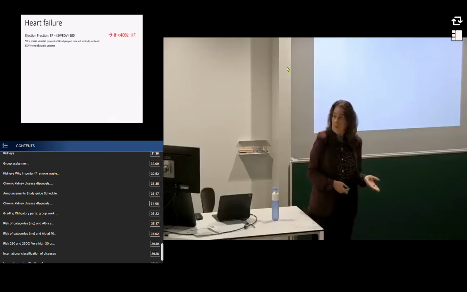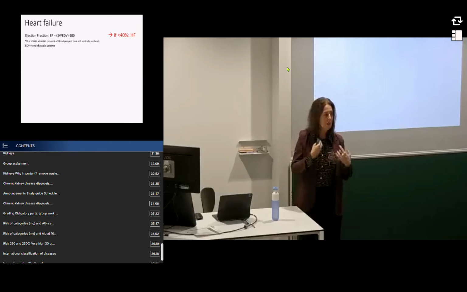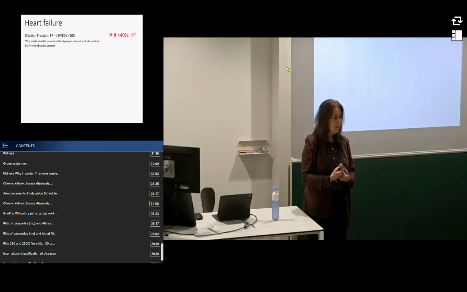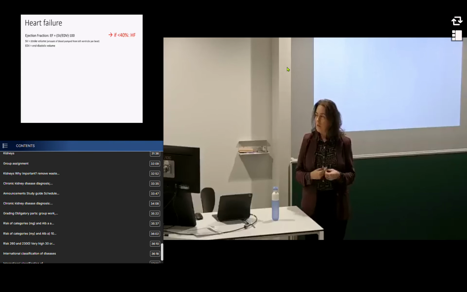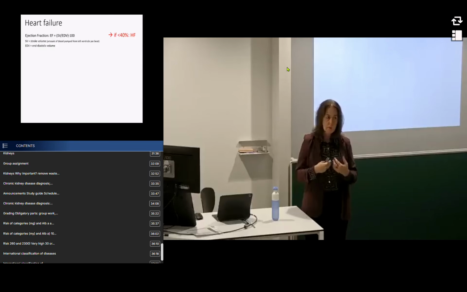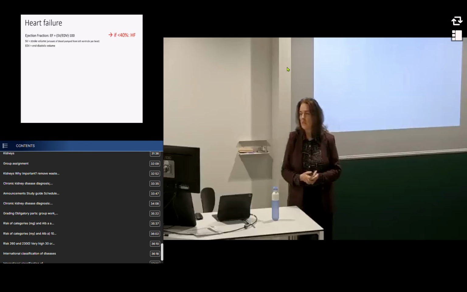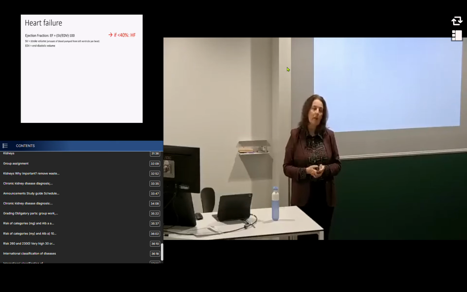The heart failure you can measure by the amount of blood that's left in the heart after a heartbeat, and that should not be too much. When less than 40% is pumped into the body, then it's called heart failure. And there's a formula. That's the amount of blood, the stroke volume pumped into the body, and then the amount of blood that's left in the heart. And if you take that ratio, you have the ejection fraction. And that's a clinical measure for heart failure.